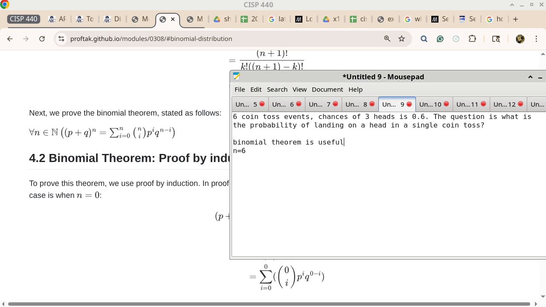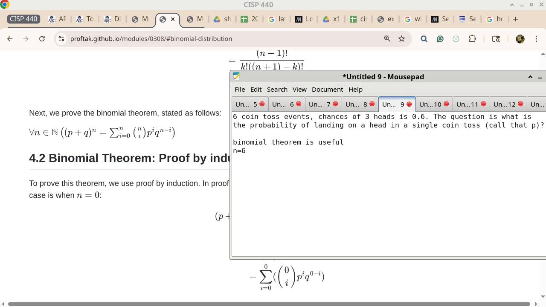The question is, what is the probability of landing on a head in a single coin toss? And I am just going to say this probability of landing on the head in a single coin toss, we'll just call that P. Call that P. So this way, I can just refer to the variable name instead of repeating that long sentence every single time. Okay, so now what do we do?